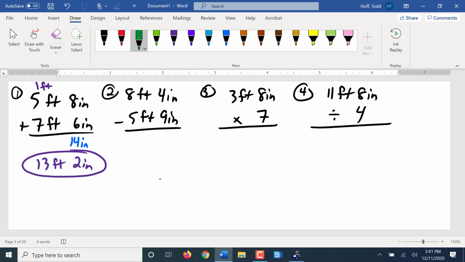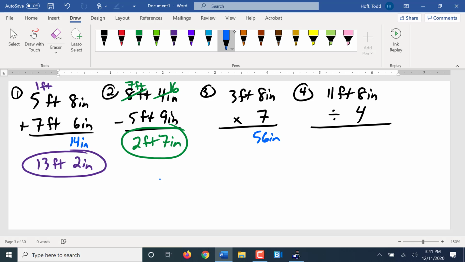Number 2, we got to subtract. Again, we start at the end, work our way back to the left. 4 inches minus 9 inches. Can't be done. So we borrow and make that 7 feet. What's the 4 inches become? 16. Good. We add 12 to it. 12 minus 9? 7 inches. 7 feet minus 5 feet? 2 feet. So 2 feet, 7 inches. Any questions there? Number 3, 7 times 8 inches?